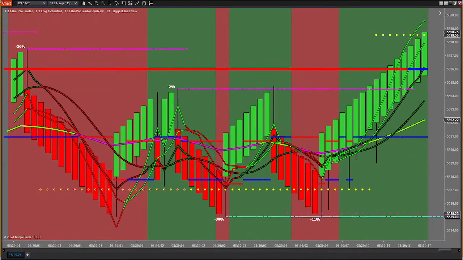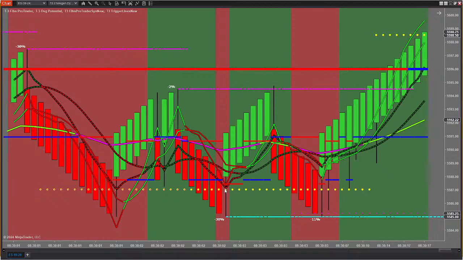This is how rule number 2 saves bacon, guys. Rule number 2 is the most broken rule out there. Price reached a divergence low. The triggers remained above. Absolutely no short trades. Kept you out of trouble. Price reached a divergence high. Triggers remained below. Absolutely no long trades. Kept you out of trouble.